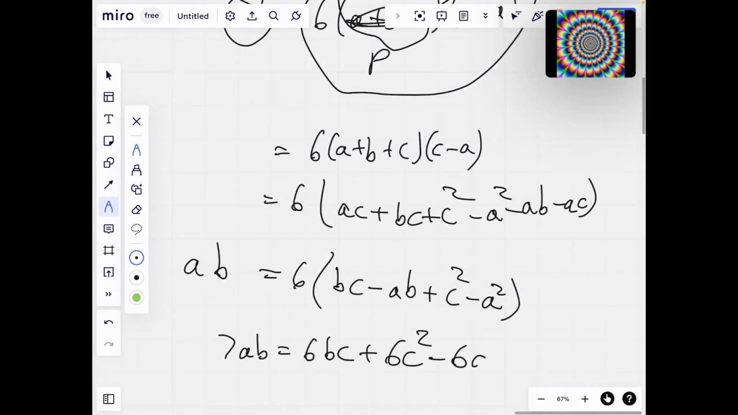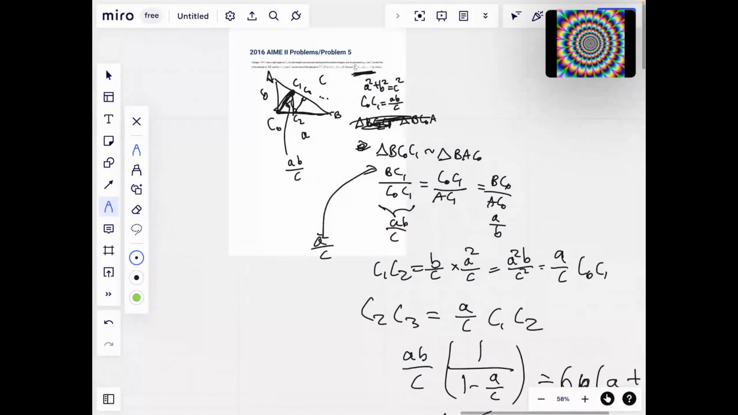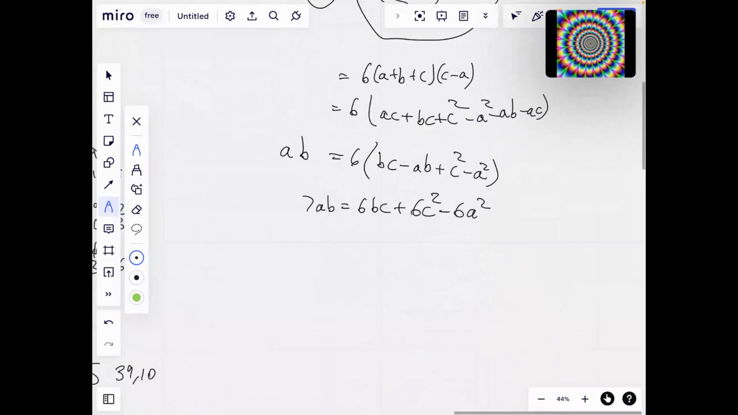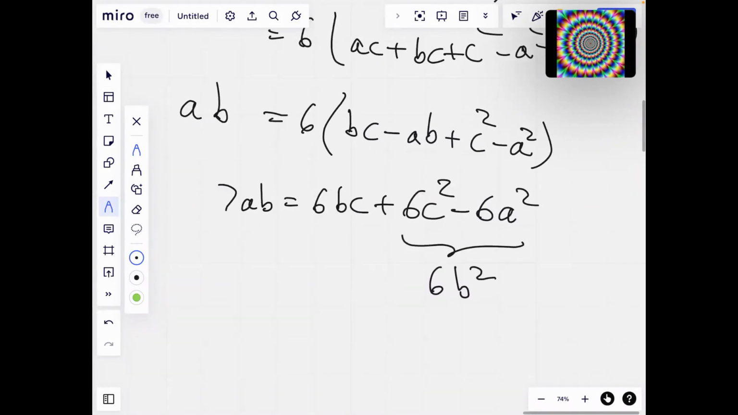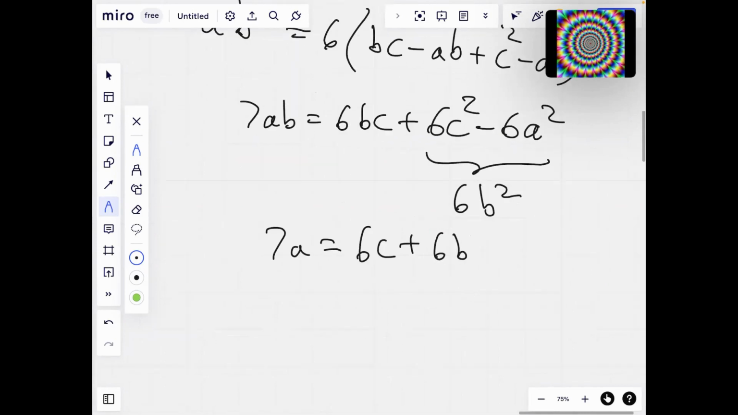So we can do a bit of expanding, and then we know the right hand side is divisible by 6, so the left hand side should also be divisible by 6. We so far haven't really used A squared plus B squared is equal to C squared. So, oh okay, this is equal to 6B squared. So 7A is equal to 6C plus 6B, or 7A is equal to 6 times C plus B.